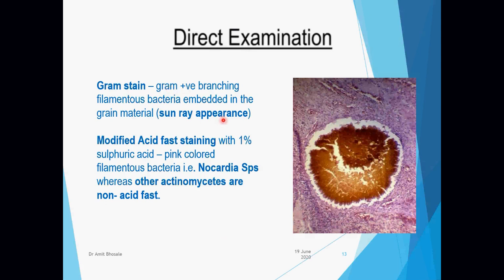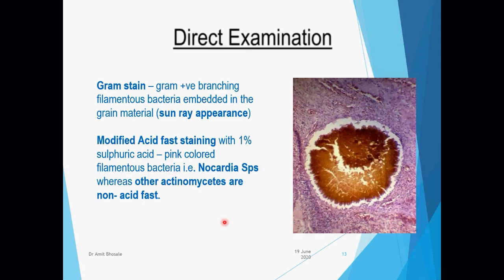Gram staining shows gram-positive branching filamentous bacteria embedded in the grain material which gives the appearance of the sun ray. So typically the question can be asked, sun ray appearance, it is typically given in the actinomycosis.